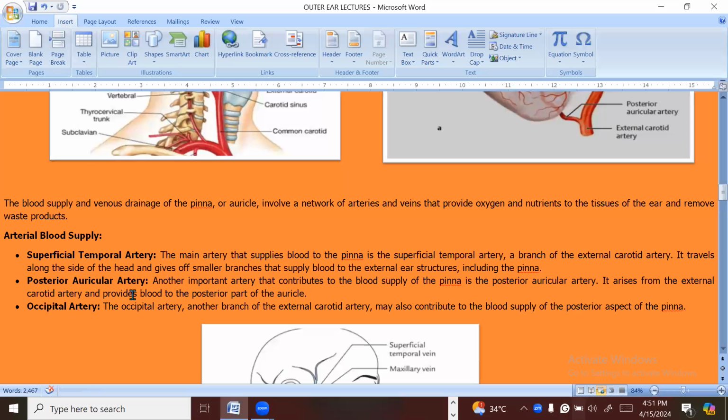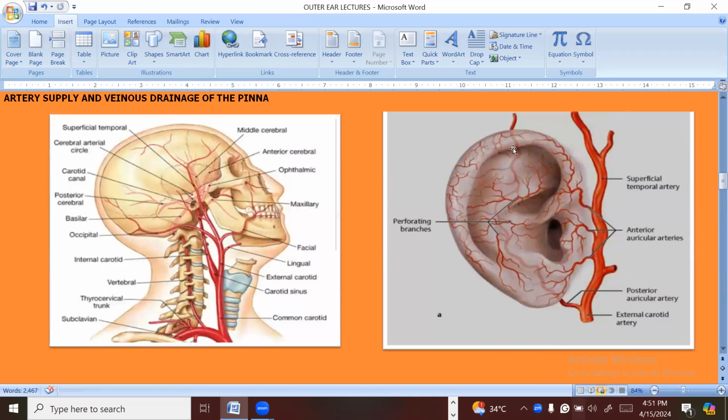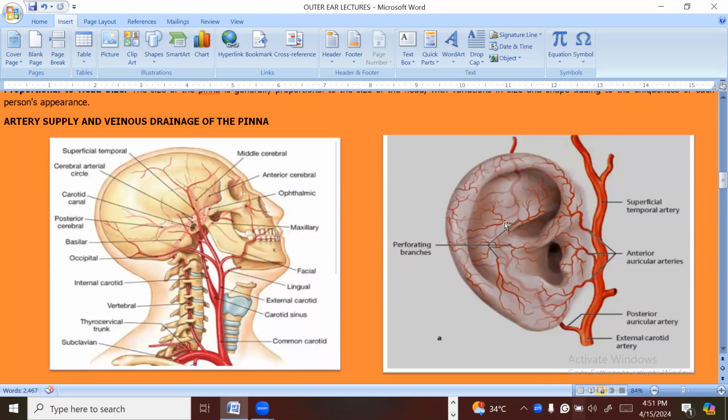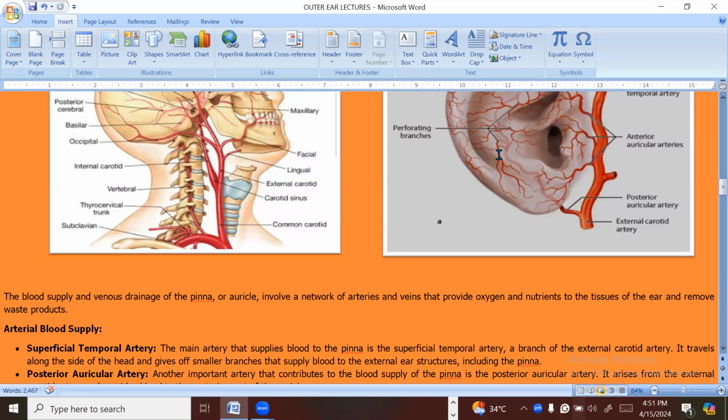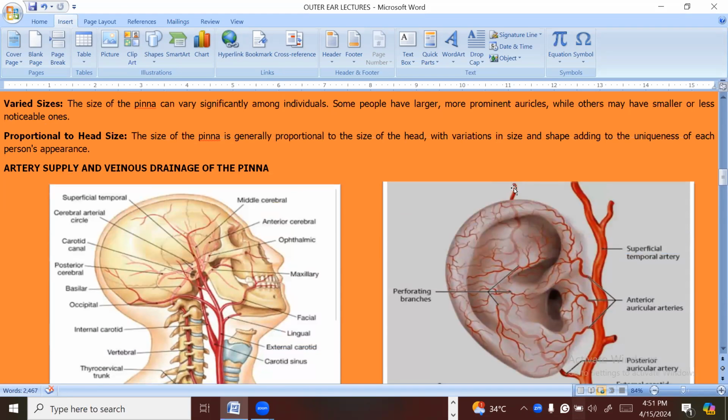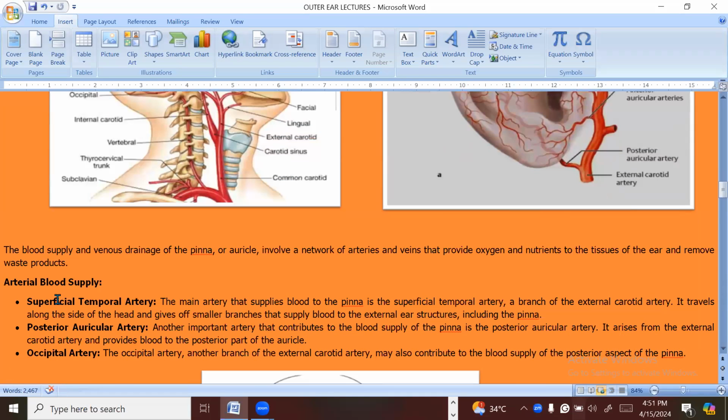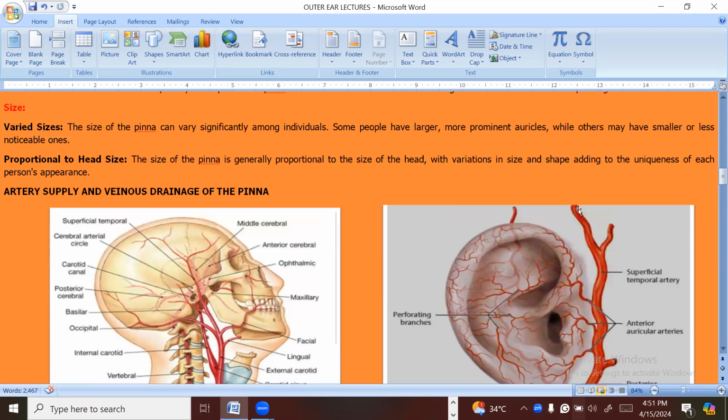So other branches, because if you look here, these are also some branches. This one is also a branch from the temporal part of the skull. This is this particular vessel. So therefore, the superficial temporal artery also supplies. So it tells us that the main artery that supplies blood to the pinna is the superficial temporal artery. That is this one. You can see the branches here branching off.